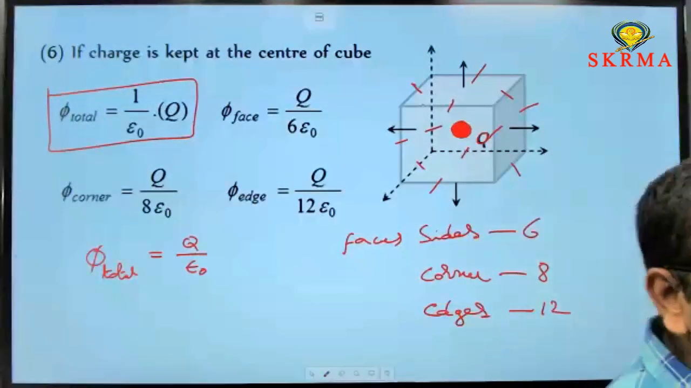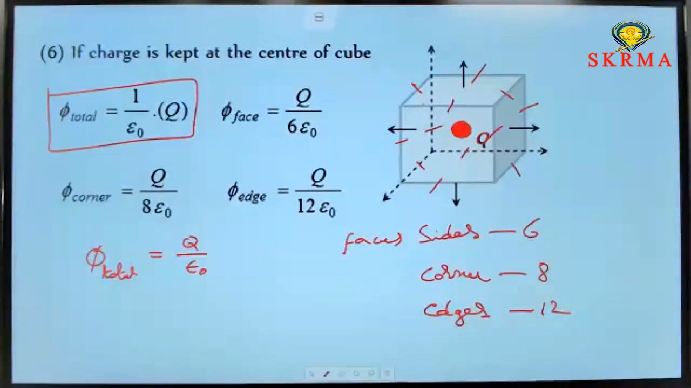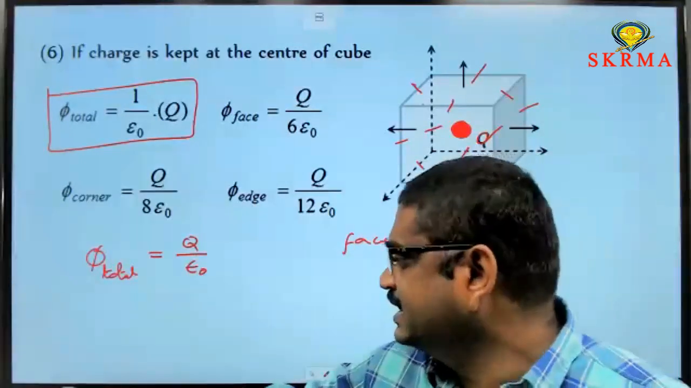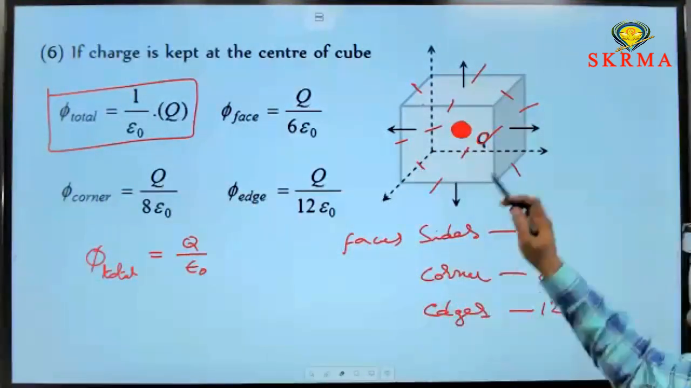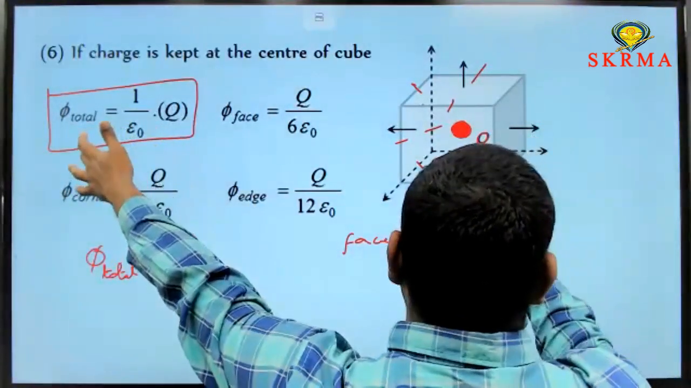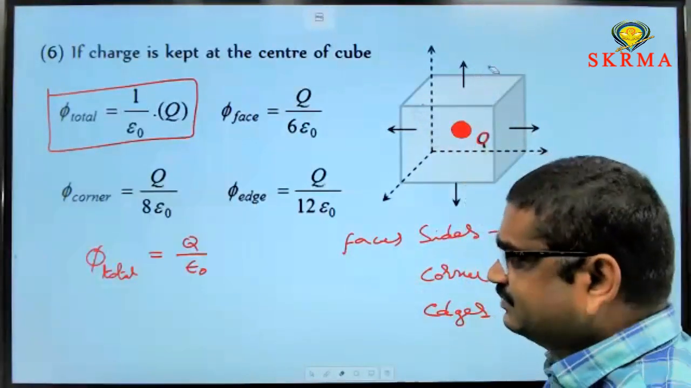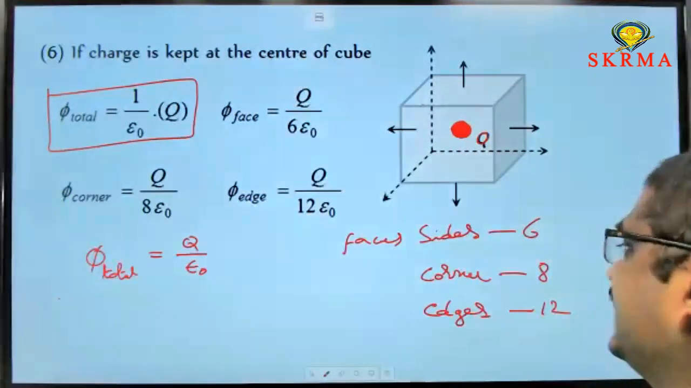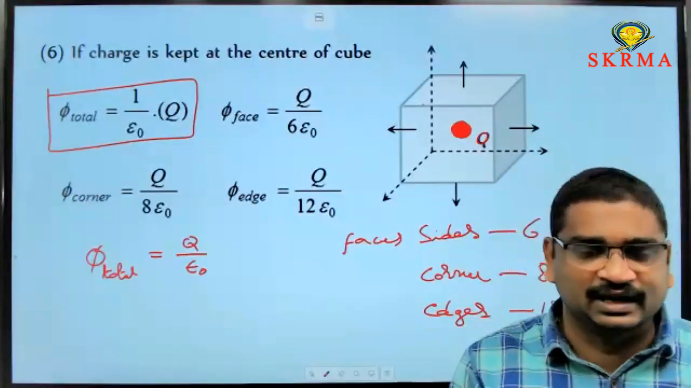So what is the flux passing through the cube? That is Q by epsilon naught only. From the entire cube, this is the flux passing through it. Now, next one, what is the value of flux passing through each face? So, total is how much? Q by epsilon naught is the total.